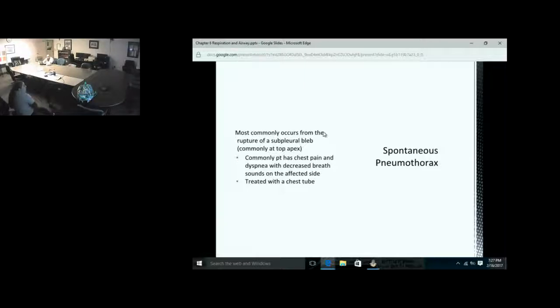Spontaneous pneumos occur when a bleb, a subpleural bleb, ruptures. It's a little spot on the top of the lung. This is where it's commonly found, and it kind of causes a spontaneous pneumo.